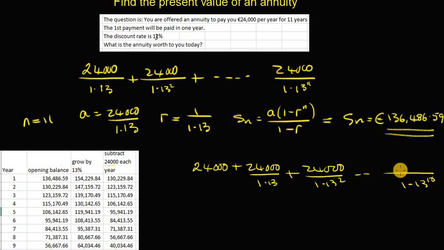You're still going to have 11 terms, but your A would be equal to 24,000. 24,000 will be your first term instead of this. Your R would still be the same, 1 over 1.13. Okay, you get a different amount of money.